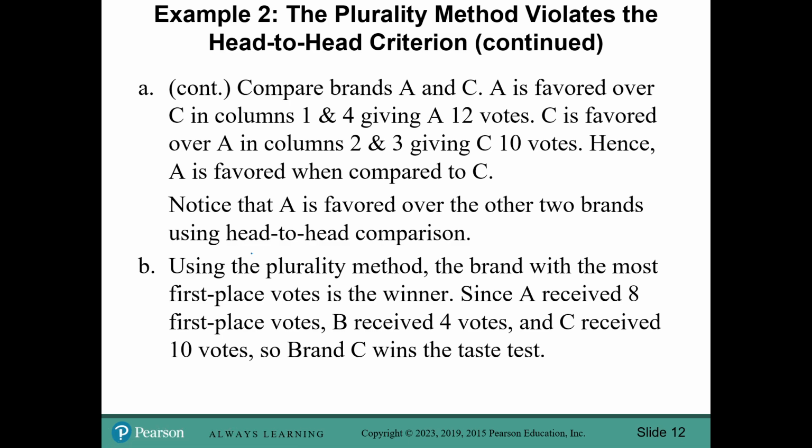Now, like I said, notice that A is favored over the other two brands using the head-to-head competition, so A should be the favorite overall. Okay, using the head-to-head criterion. But if we use the plurality method, the brand with the most first place votes is the winner. Since A received 8 first place votes, B received 4 votes, and C received 10 votes, brand C wins the taste test. So let's go back here.